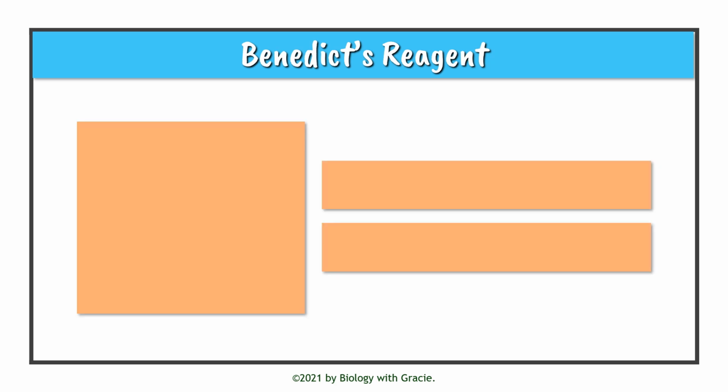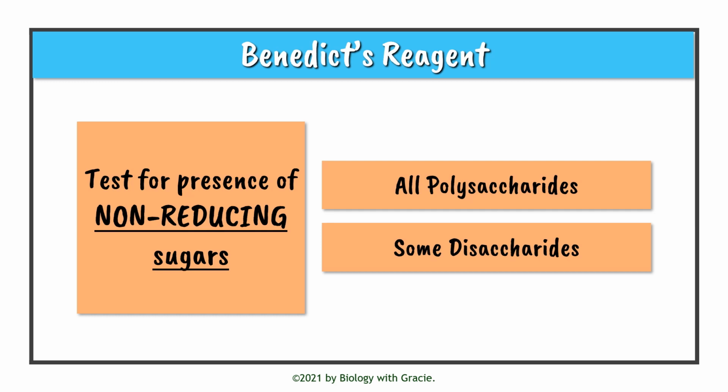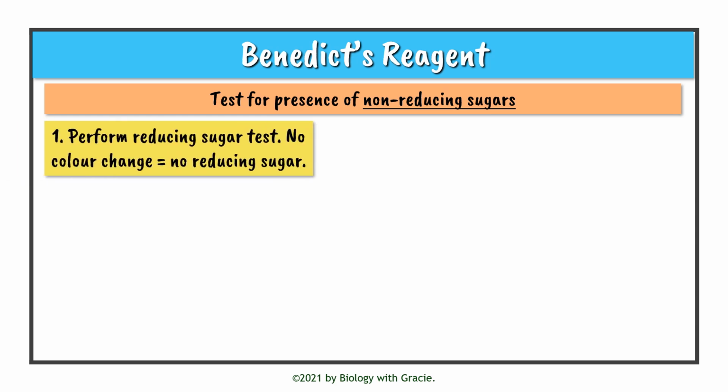So Benedict's reagent can also be used to test for non-reducing sugars. All polysaccharides and some disaccharides are non-reducing sugars. The test for non-reducing sugars using Benedict's reagent is slightly more complex than testing for reducing sugars, but nevertheless it's still fairly simple to follow. So the first step, you've got to perform the reducing sugar test essentially. So go through the steps that I talked about previously when testing for reducing sugars. And if there's no colour change, that means that there is no reducing sugar present. So we know that it is not a reducing sugar. So now we can go on to test whether it's a non-reducing sugar.